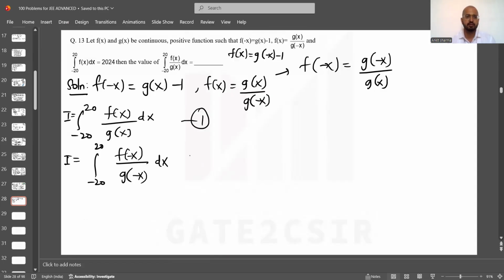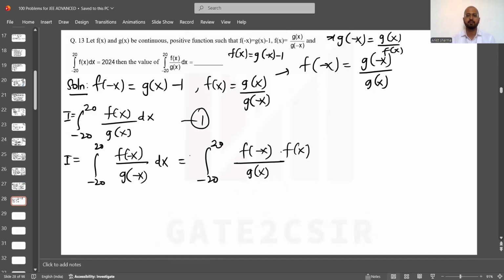We have applied King's. Now I need to get g of minus x. If I just remove it, do I get g of minus x? Okay, so from here, I'll bring g of minus x first. So g of minus x will be equal to g of x by f of x. So this means I'll have the integral from minus 20 to 20 of f of minus x, and here I get g of x into f of x. Now I'll add these two.